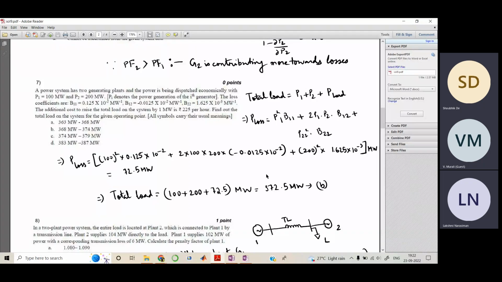So loss I have identified as 72.5 megawatt. Generation is equal to 300. 300 is equal to 72.5 plus load. So load should be equal to 300 minus 72.5. That is what I'm trying to tell.